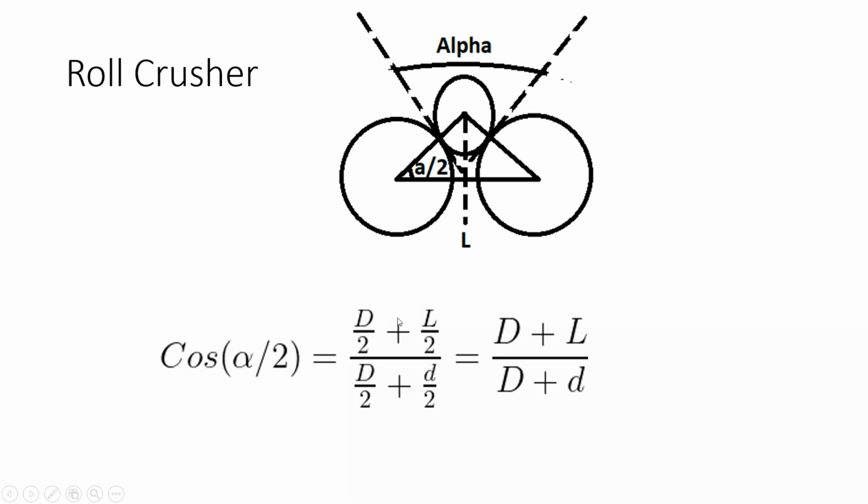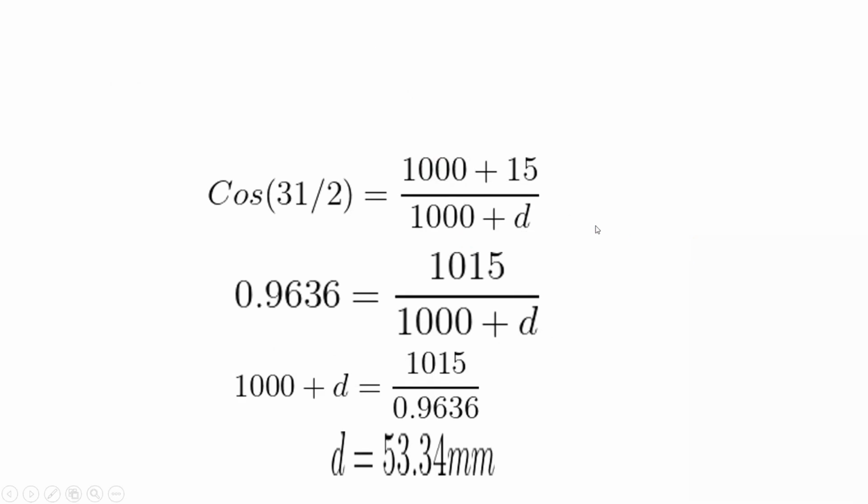So D by 2 plus L by 2, divided by the hypotenuse. The hypotenuse will be capital D by 2 plus small d by 2, right? From this we get cos alpha by 2 equals D plus L upon D plus d, right? So we will put in all values. We just need to calculate small d.